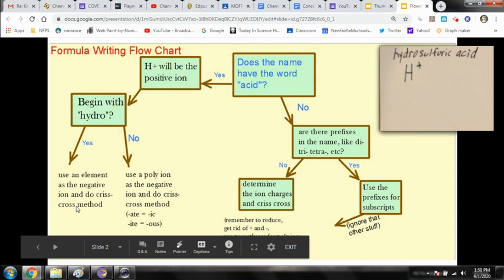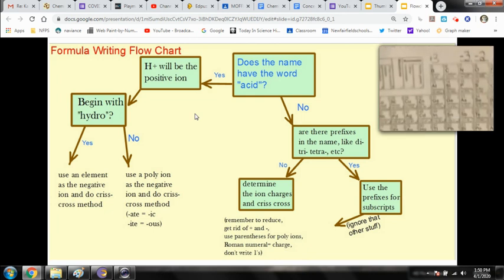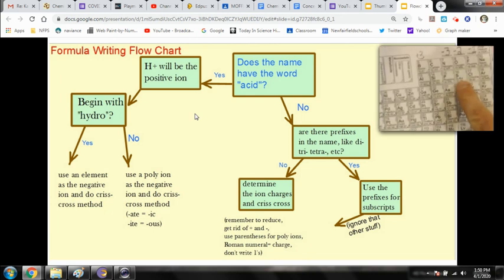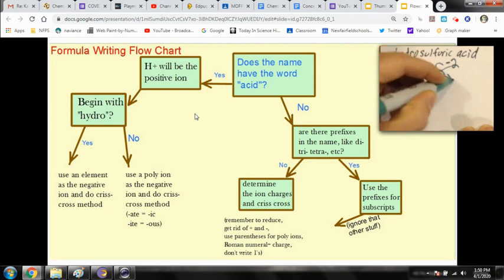Okay, so we're going to use an element as the negative ion, and we're going to do the crisscross method. All right, so sulfuric, that would refer to sulfur. And what's the charge then on sulfur? Well, that's where our friend the periodic table comes in handy. Aha, that's in the -2 column. So let's put -2. Let's do the old crisscross technique where the subscripts crisscross each other and switch places, and we get rid of the positive and negative charges, and a 1 becomes invisible. And there we go. Hydrosulfuric acid's formula is H2S.